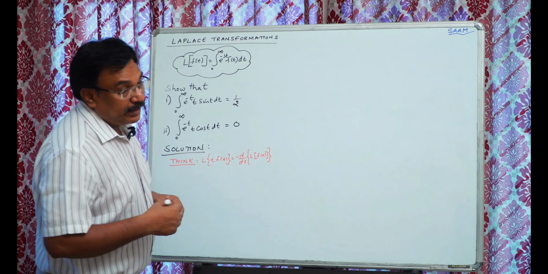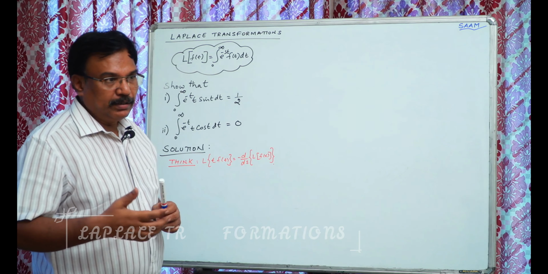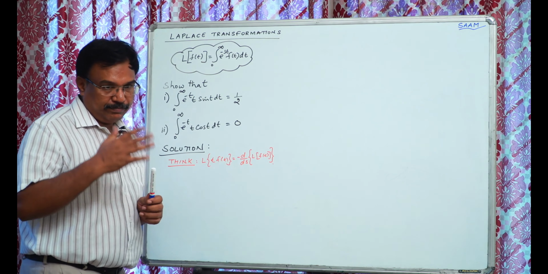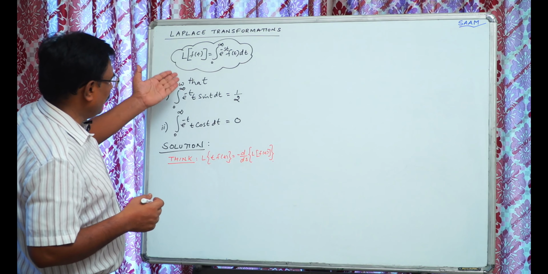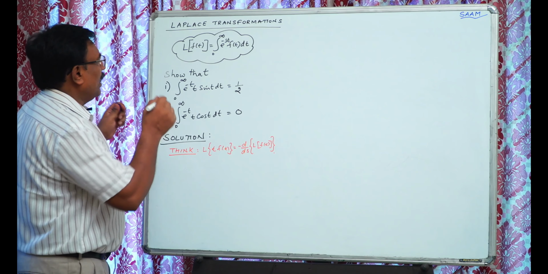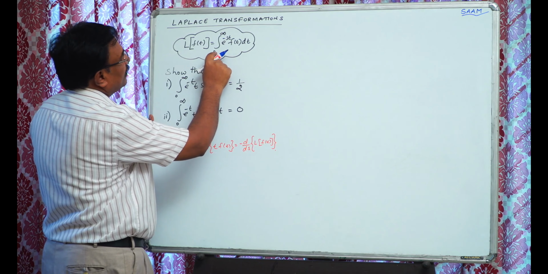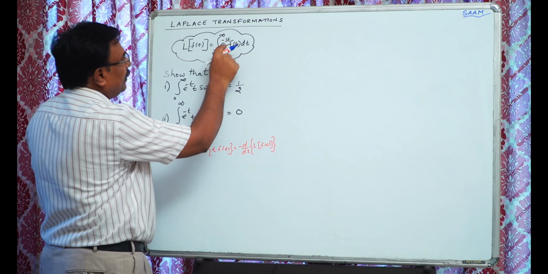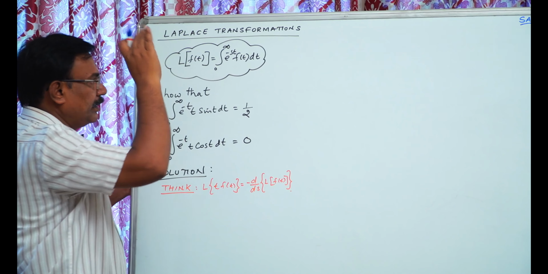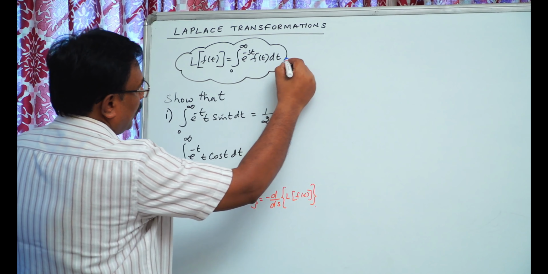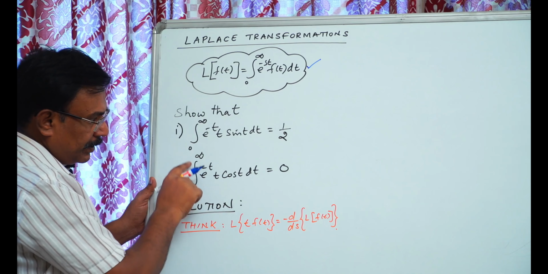Students, in Laplace transformations we derived and solved so many problems. This session has one special problem. Laplace of f of t is represented as the integral from 0 to infinity of e power minus st f of t dt. This is the general rule. Earlier we studied this one. As a recap, I am going to do two problems interestingly.